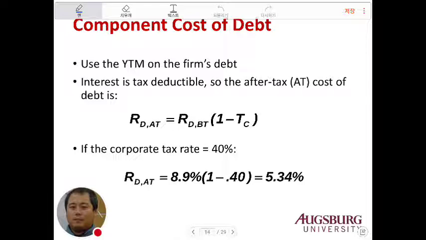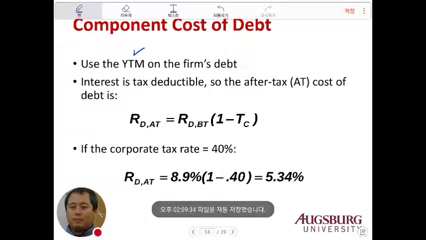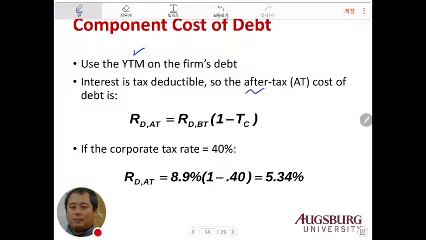So you get the YTM, but in fact, because interest expense is tax deductible, we have some benefit from tax savings. So the cost of debt is not before tax, it's actually after-tax cost of debt. So how to find after-tax cost of debt? The after-tax cost of debt is simply the before-tax cost of debt times 1 minus corporate tax rate.